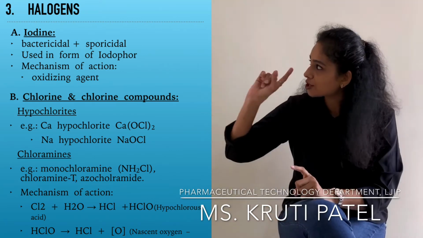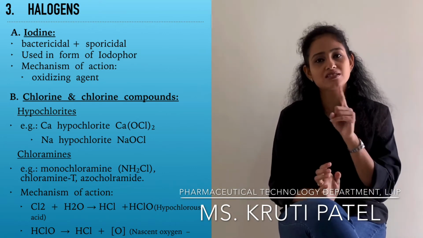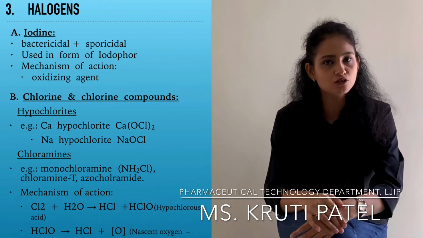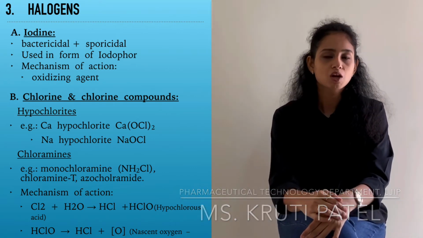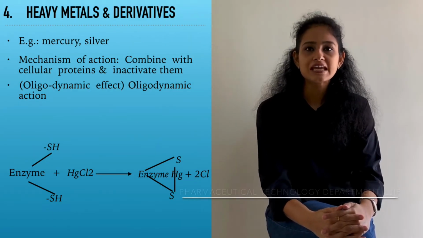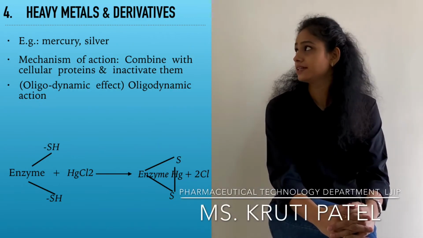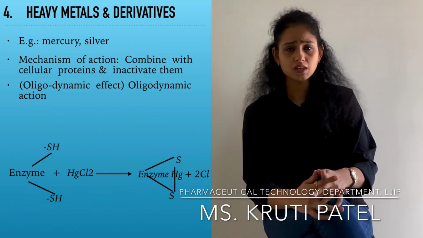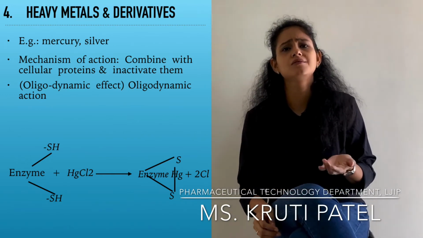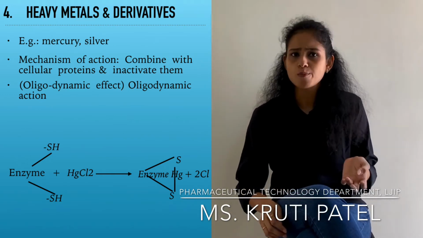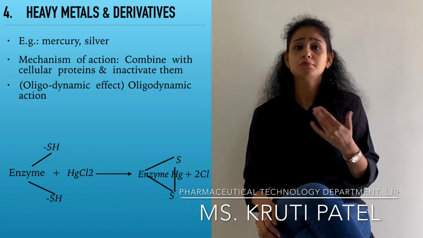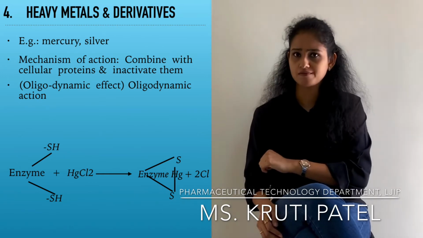Okay, so if you talk about halogens, then the main mechanism of killing of microorganisms by halogens is oxidation. Okay, moving further, the next is heavy metals and their derivatives. Heavy metals and their derivatives include examples of copper, then silver, then mercury. These all are the examples of heavy metals.